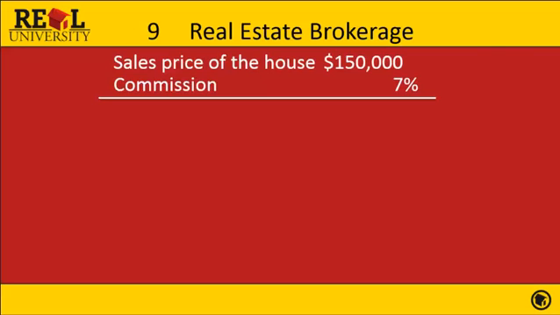Let's say we listed a house for $150,000. I have the client at a 7% commission. So how much is the total commission? 10.5. You cheated. Oh, you peeked at my screen. No, I know, before you put it on there. But 10.5, yeah. Everybody see how you get that? 0.07 times 150,000 is 10,500. That is the total commission. I earned all of that.